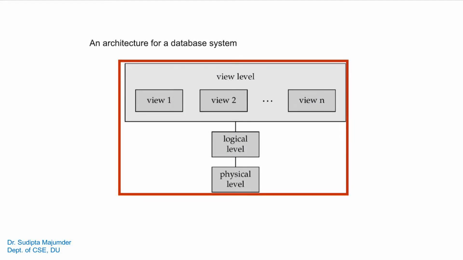This is the architecture of the database. The lowest level is the physical level, which deals with the architecture of the database. Then the second one is the logical view or logical level. It tells you what the data are and what the relationships among them are. And the third one is the view level, where the application user simply views a view depending upon their requirement.